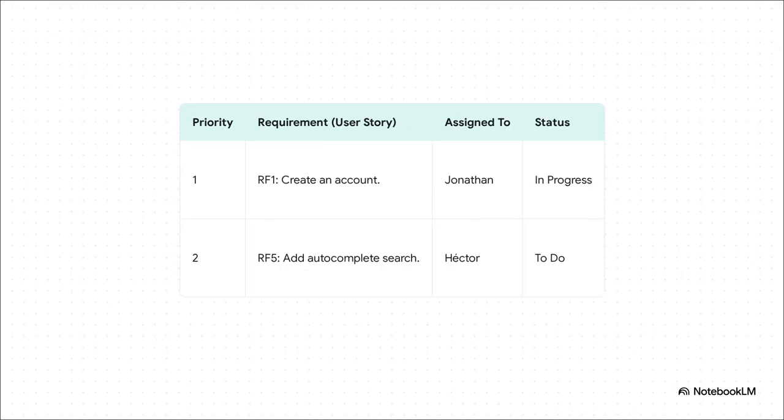So, if the product backlog is the master wish list, the sprint backlog is the team's to-do list for right now. At the start of a sprint, they take the top items off that big list and move them here. This becomes their plan, their focus for this specific cycle.